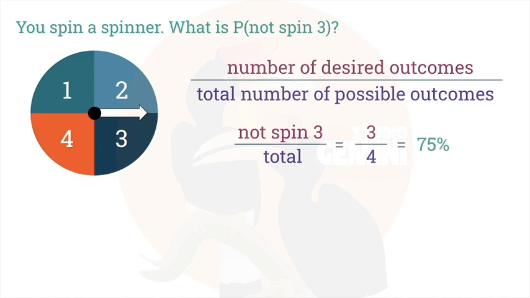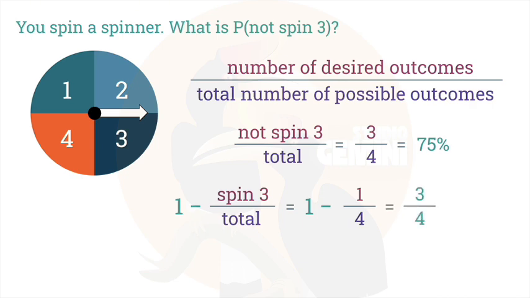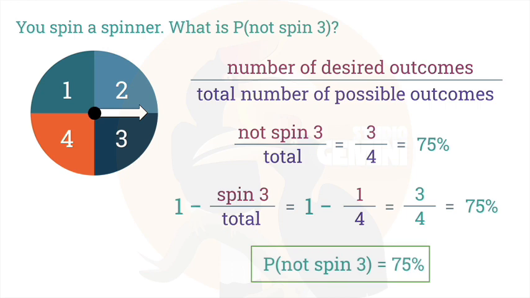We can actually do this problem another way. Since we can only spin a 3 or not spin a 3, the probabilities of those options must add to 1. So we can subtract the probability of spinning a 3 from 1 to get the probability of not spinning a 3. Well, we know there is only one desired outcome, spinning a 3, so this probability is 1/4, and 1 minus 1/4 is 3/4, so we again get 75%. In both approaches, the probability of not spinning a 3 is 75%.